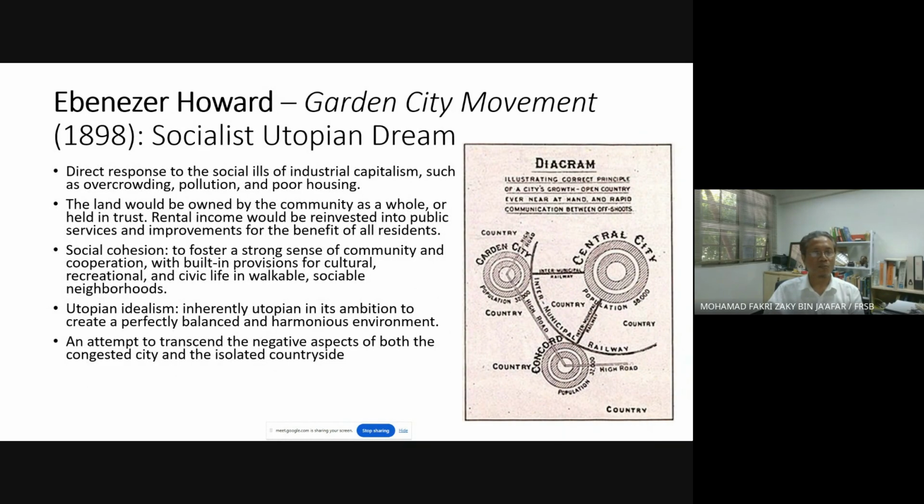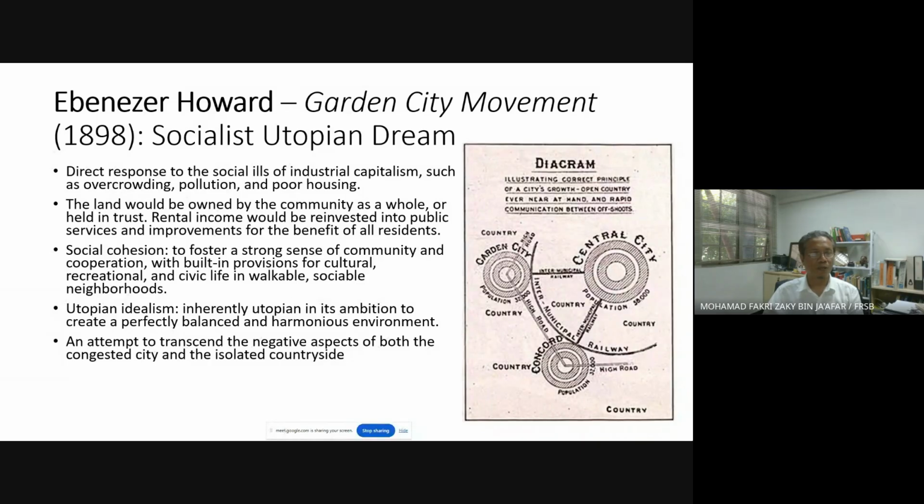So it's a direct response to the social ills of industrial capitalism, such as overcrowding, pollution, and poor housing. The land would be owned by the community as a whole or held in trust. Rental income would be reinvested into public services and improvements for the benefit of all residents. Social cohesion is an important part of the design to foster a strong sense of community and cooperation, with built-in provisions for cultural, recreational, and civic life in walkable, sociable neighborhoods.